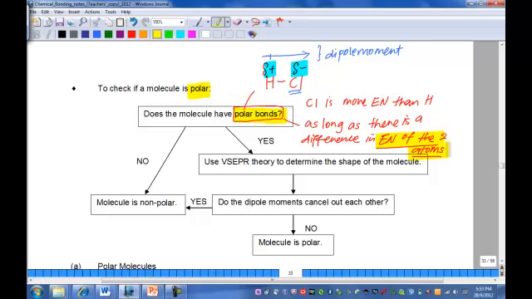Moving on from here, you need to use VSEPR theory to determine the shape of the molecule. In your answer, you need to mention the shape of your molecule. And finally, your molecule should most likely have many dipole moments, so you just need to check whether they cancel out each other. If they don't cancel out each other, then your molecule is polar. If they cancel out each other, then your molecule is non-polar. So based on this, I would like to go on to question 8c.